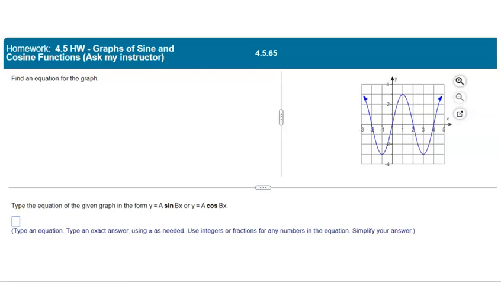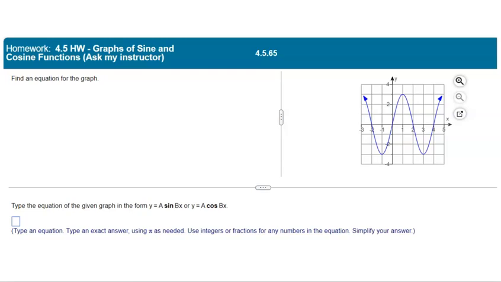Let's talk about a homework problem from section 4.5. They want us to find an equation for the given graph over here. I want to read the directions thoroughly to make sure I can follow what they're asking for. Same for you. So type the equation of the given graph in the form of either y equals a sine of bx or y is equal to a cosine of bx.